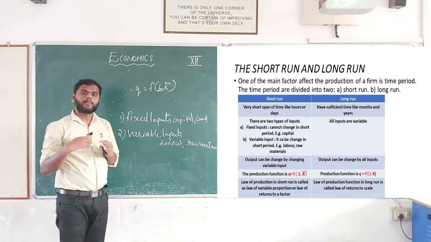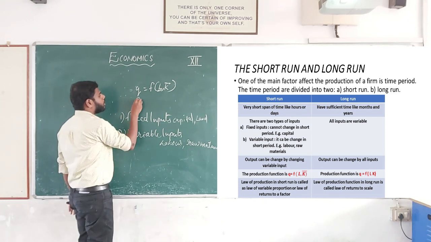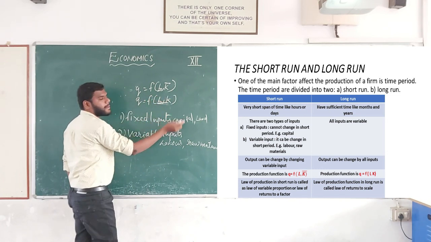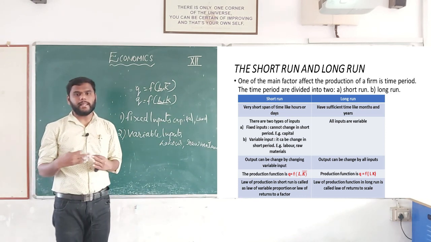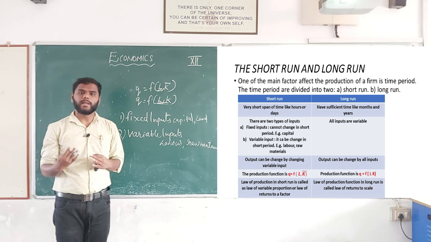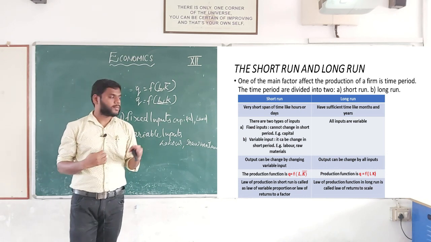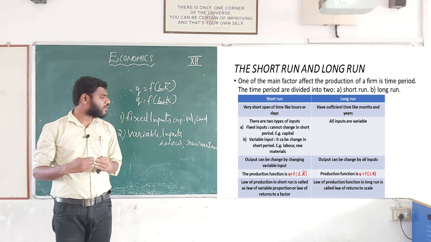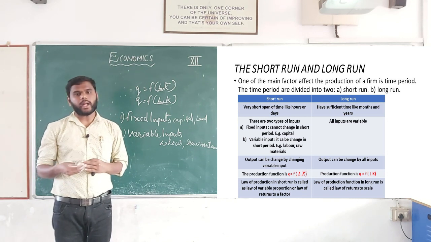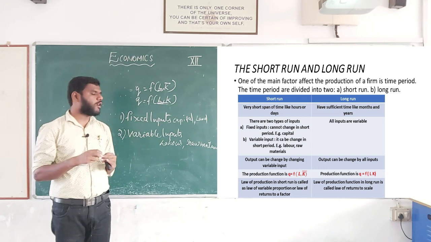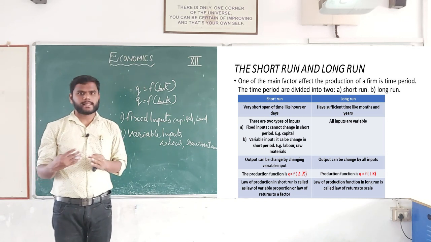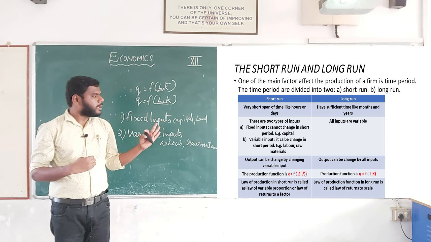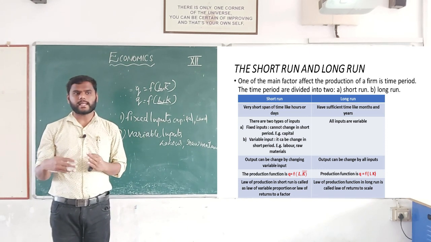Then what will be the production function in long run, that is Q is a function of labor and capital. Here both labor and capital are changing, that is variable input. Then law of production in short run is called law of variable proportion or law of returns to factor. ഷോർട്ട് റണ്ണിലെ ലോ ഓഫ് പ്രൊഡക്ഷനെയാണ് നമ്മൾ ലോ ഓഫ് വേരിയബിൾ പ്രൊപ്പോർഷൻ എന്ന് പറയുന്നത്. അത് നമ്മൾ ഡീറ്റെയിൽ ആയിട്ട് ഡിസ്കസ് ചെയ്യണം. ലോങ് റണ്ണിലെ ലോ ഓഫ് പ്രൊഡക്ഷനാണ് law of returns to scale, that we will discuss in the next class.